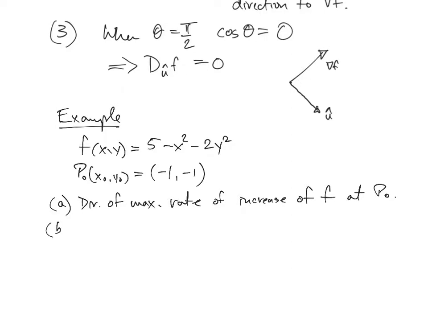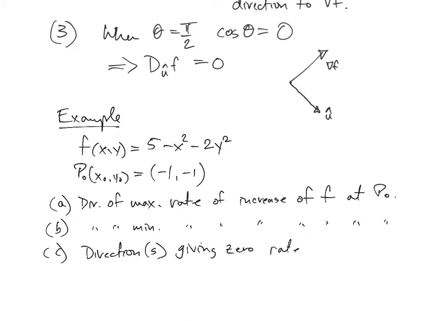Okay, B, we're going to do the same thing, direction of minimum rate of increase of f at p0. And C, direction or directions, because there could be more than one, giving 0 rate of change of f at p naught.